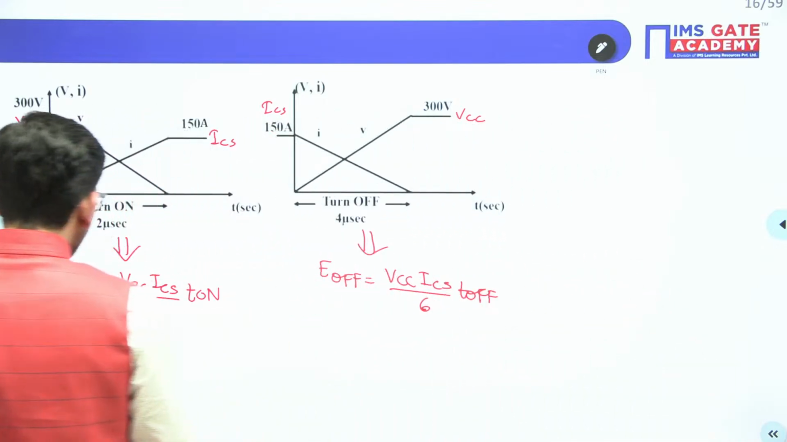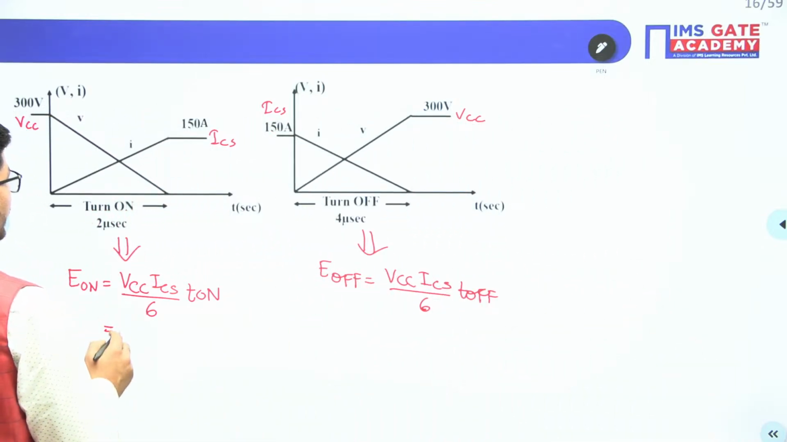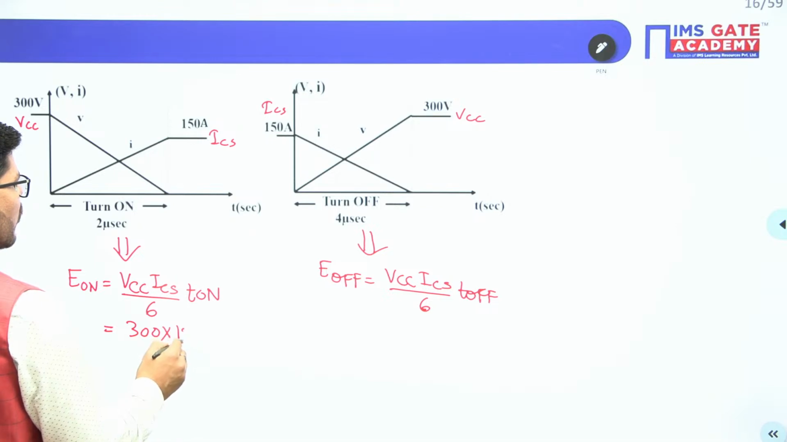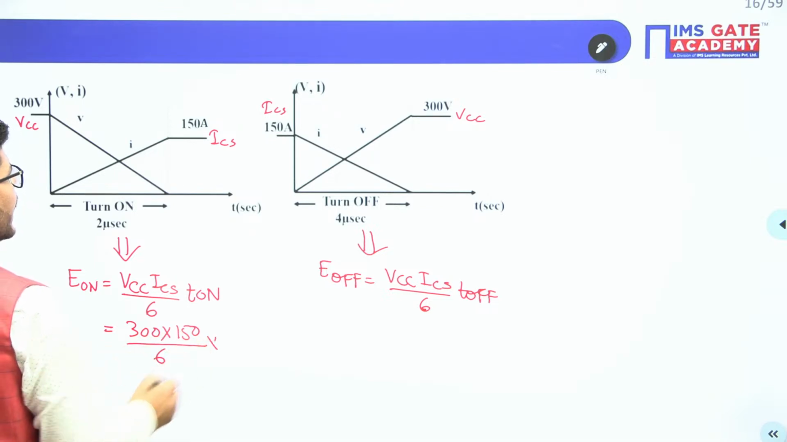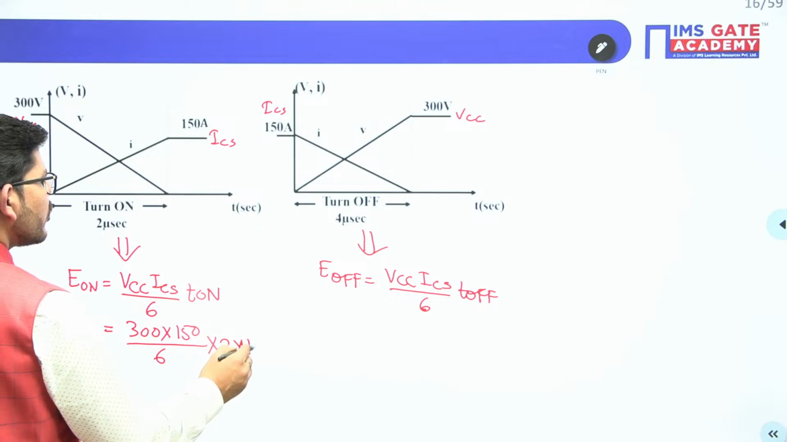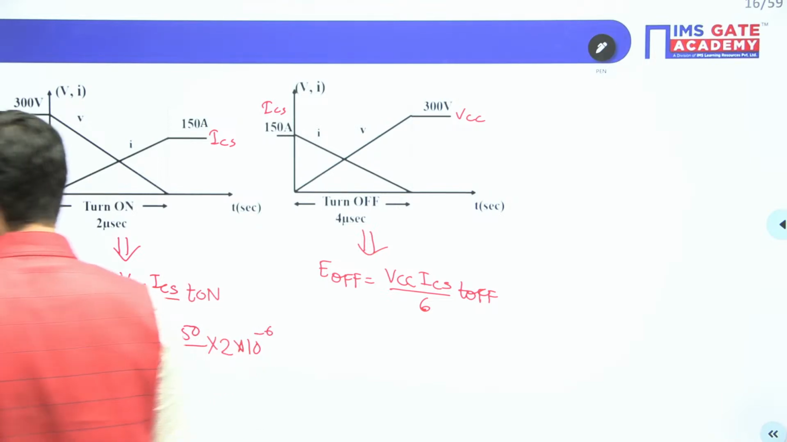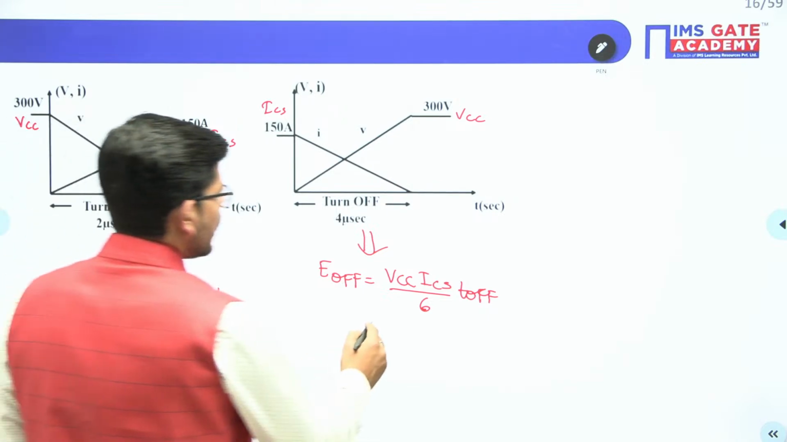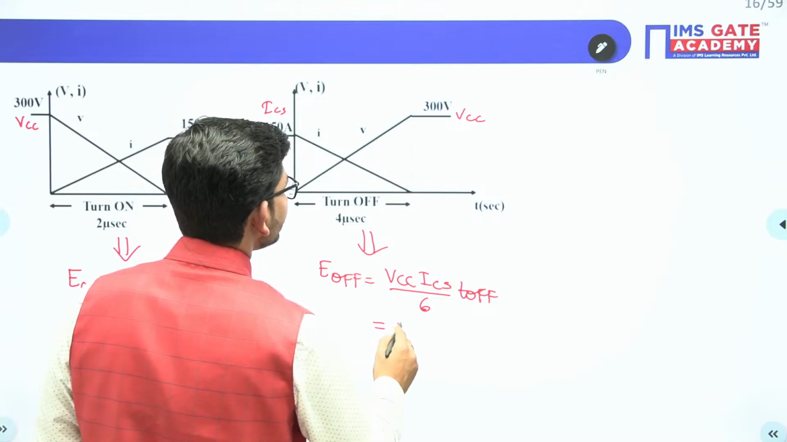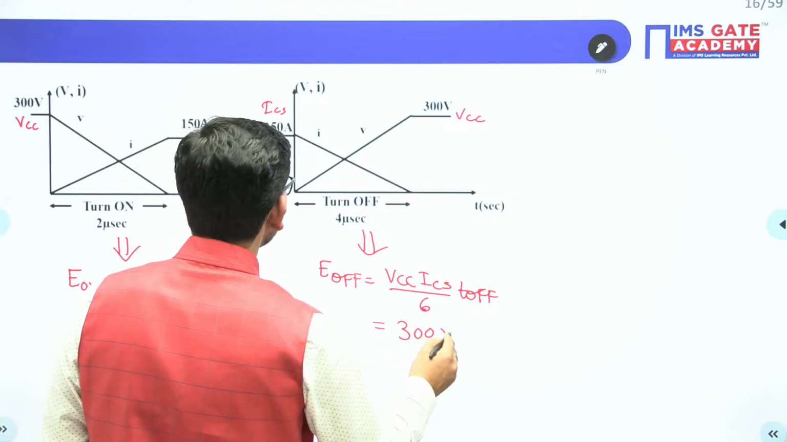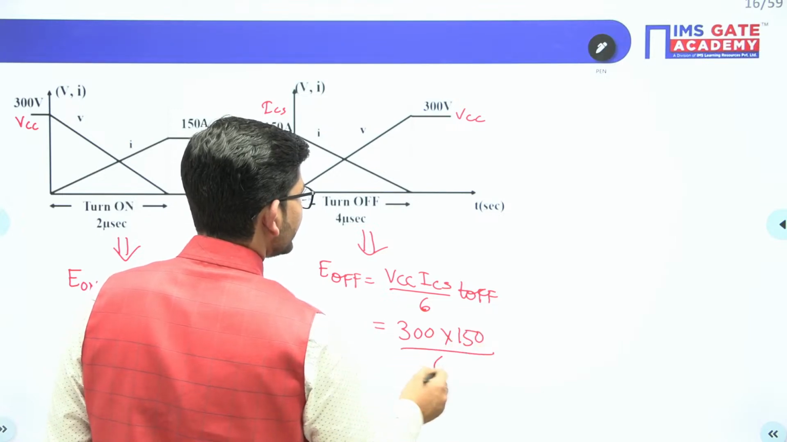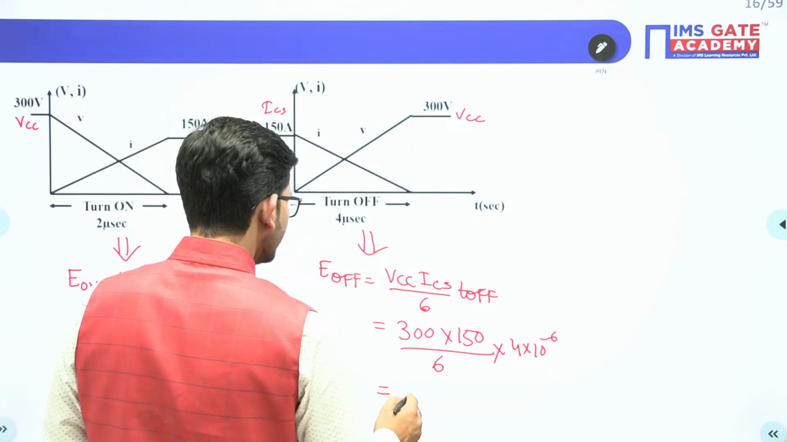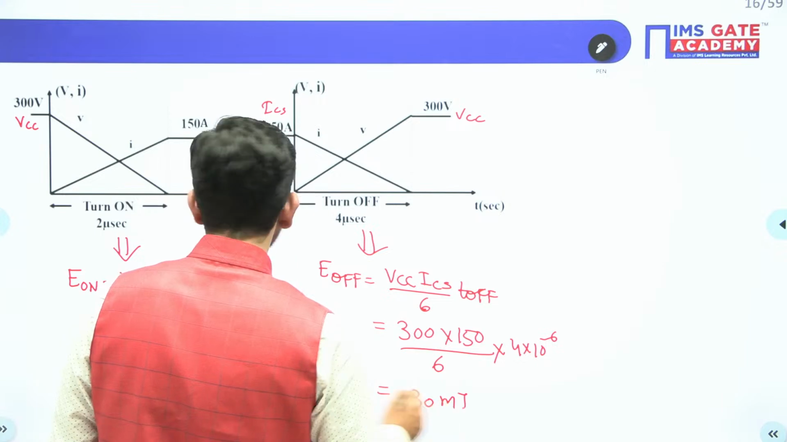Now put the values and see what will be the answer. VCC here is 300, ICS here is 150, divided by 6, and what is T on? T on is 2 microseconds. So when you calculate it, this will come out to be 15 millijoule. Again put the values here. VCC is 300 and ICS is 150, divided by 6 into T off, which is 4 microseconds here. So when you calculate it, this will come out to be 30 millijoule.